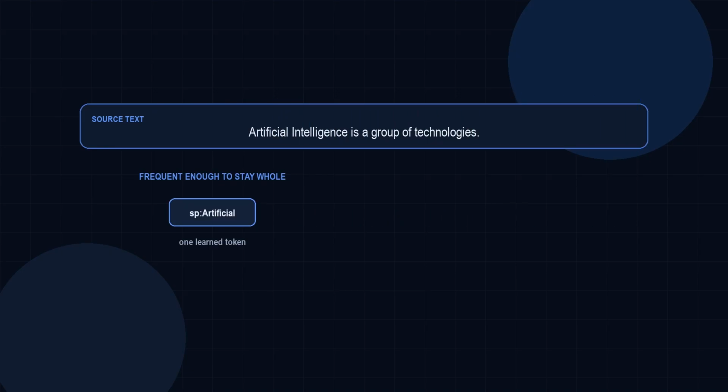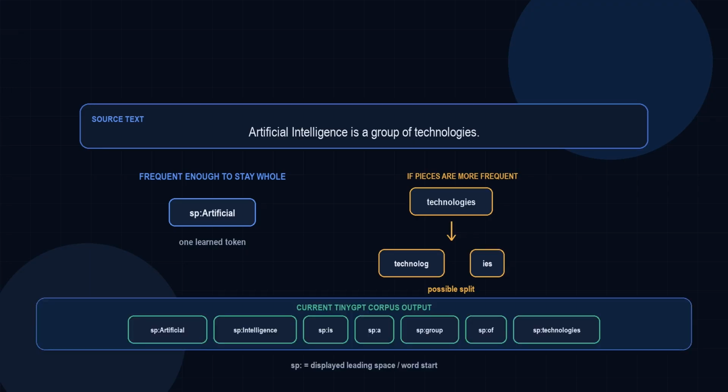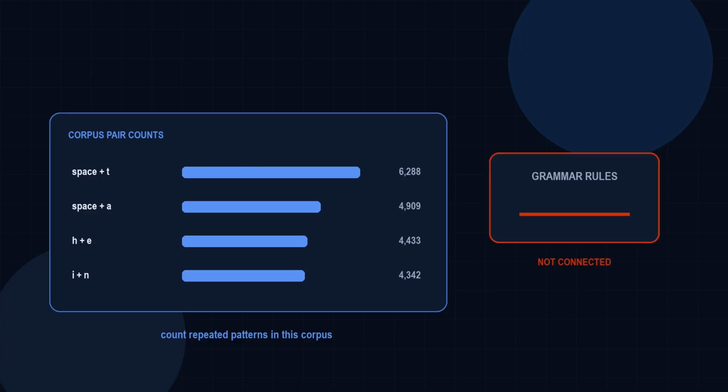Artificial might stay whole because it might have appeared enough times in the textbook. And similarly, technologies might be split if those pieces are not as frequent together but frequent individually. Is and A are short and common enough to each be their own token. The exact splits depend entirely on what patterns were frequent in the training data. The tokenizer didn't read a grammar book. It just learned what pieces show up together a lot.